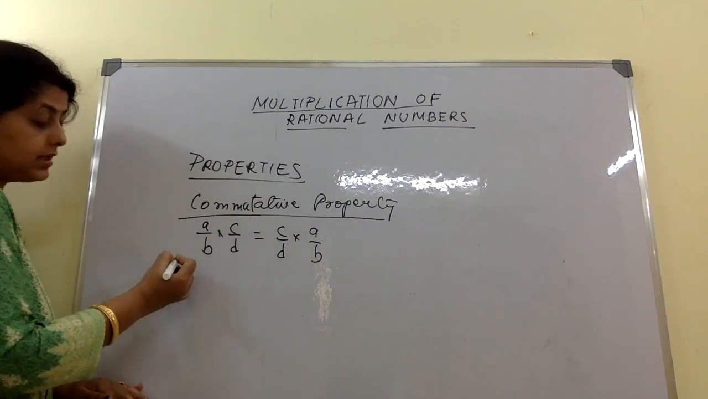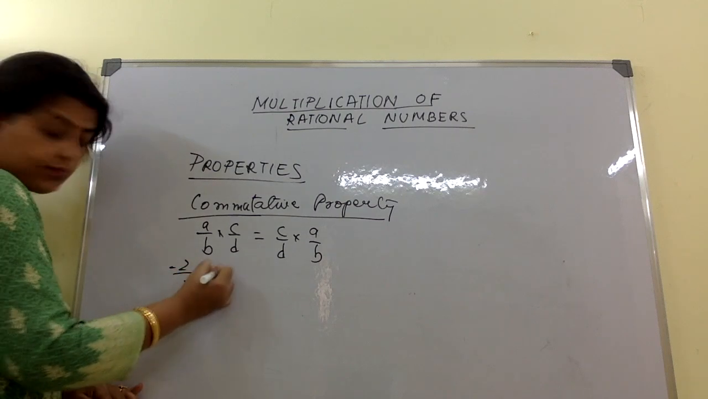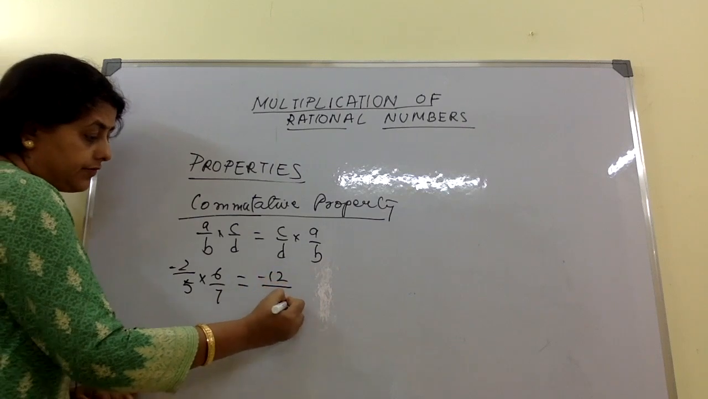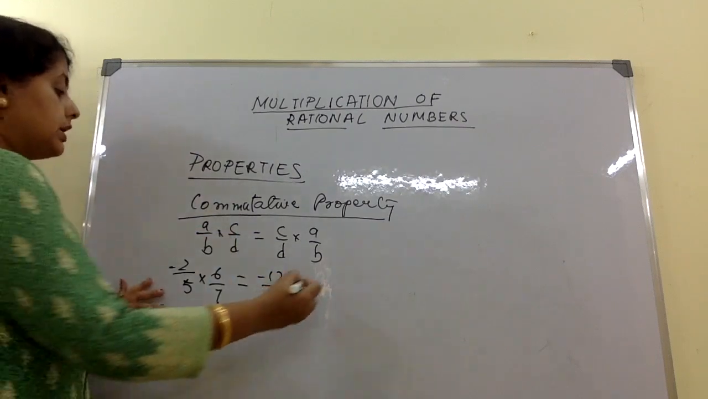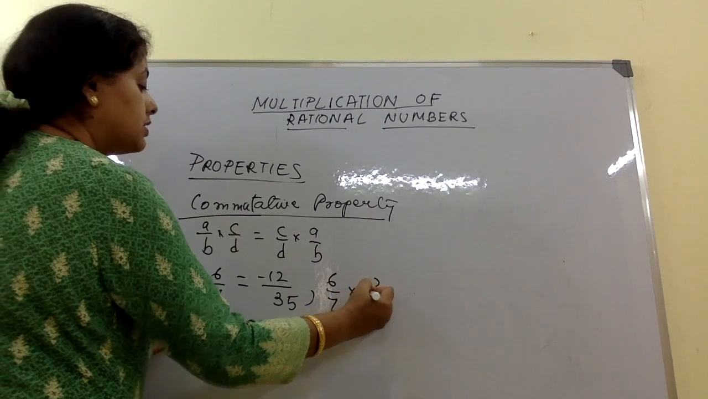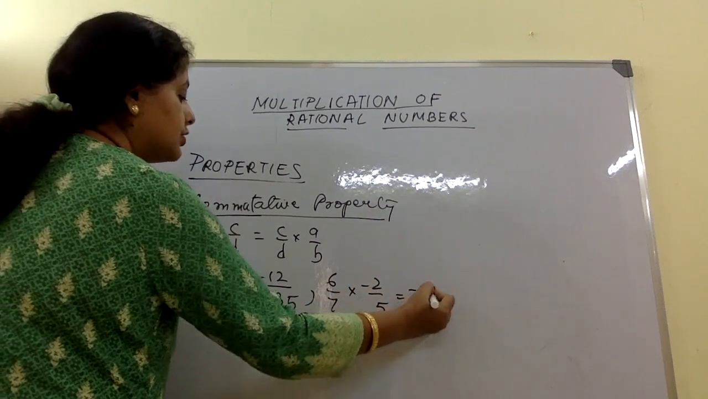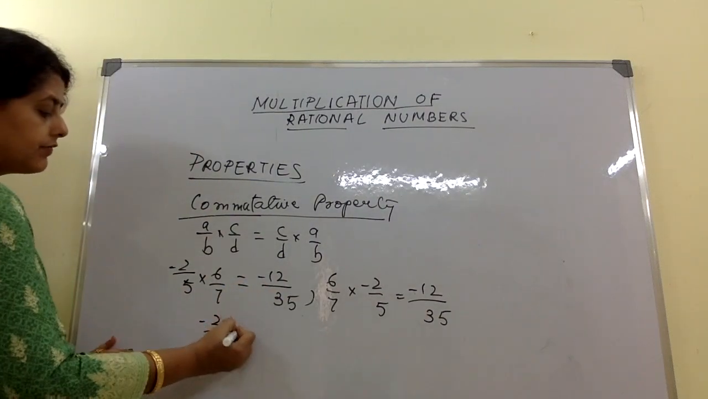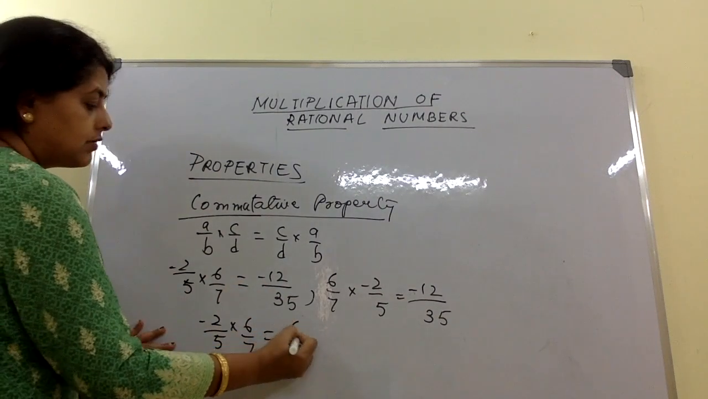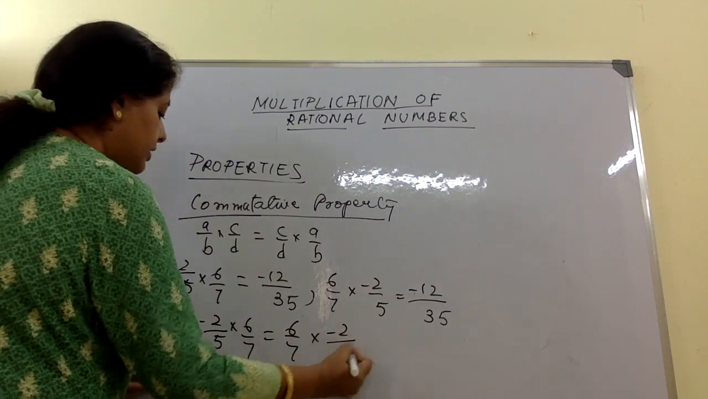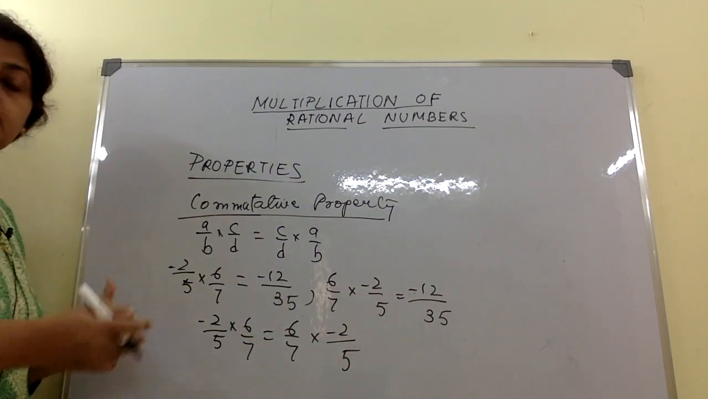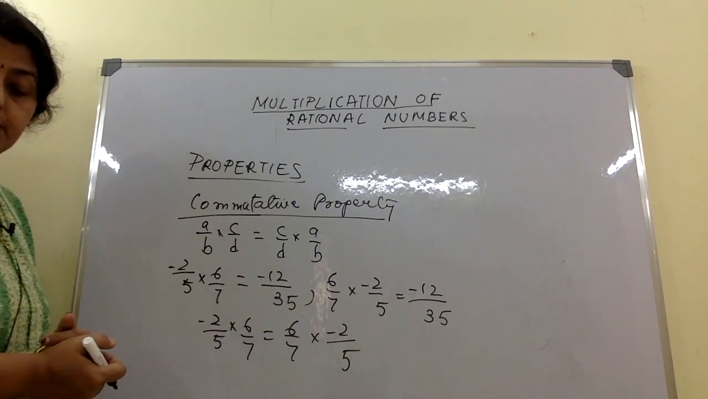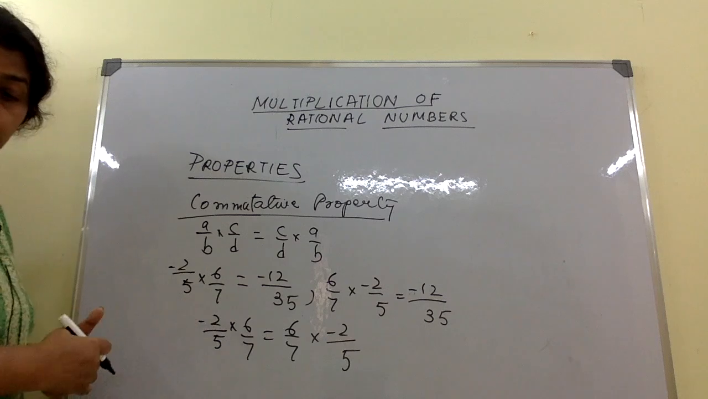So here minus 2 by 5 into 6 by 7. How much is it? Nothing is cancelling. Minus 12 by 35. Let me do the other way now. 6 by 7 into minus 2 by 5, which is minus 12 by 35. Do you see? Therefore, minus 2 by 5 into 6 by 7 is equal to 6 by 7 into minus 2 by 5. Hence, commutative property is satisfied. Okay, so A into B is B into A.